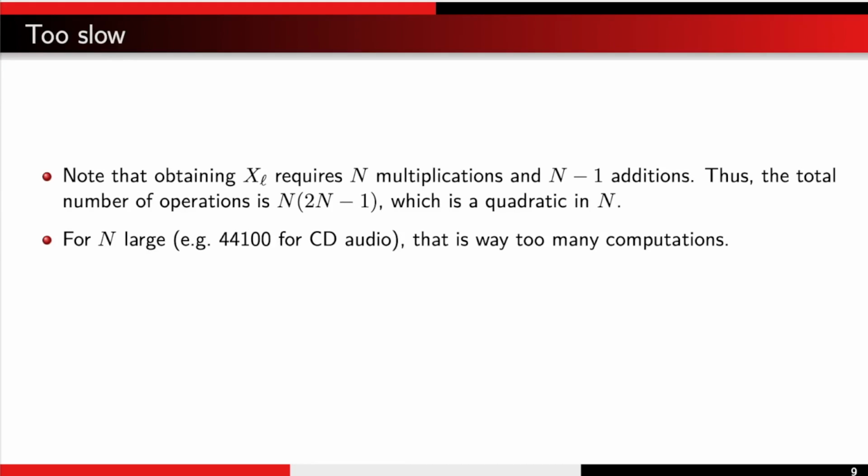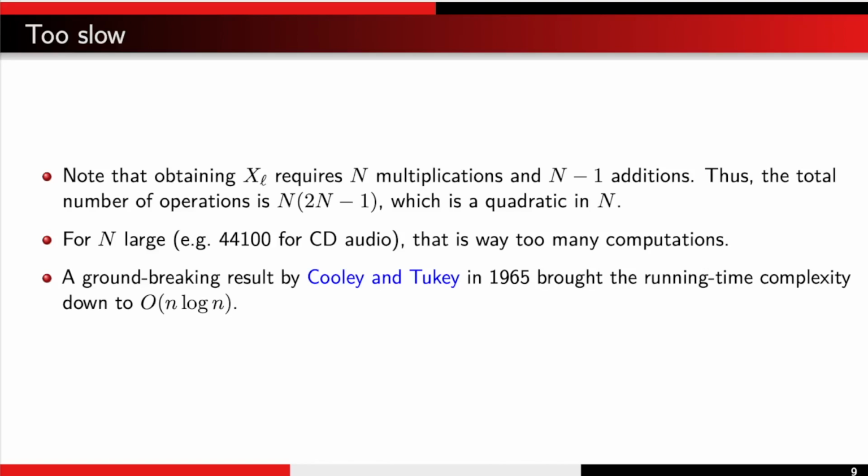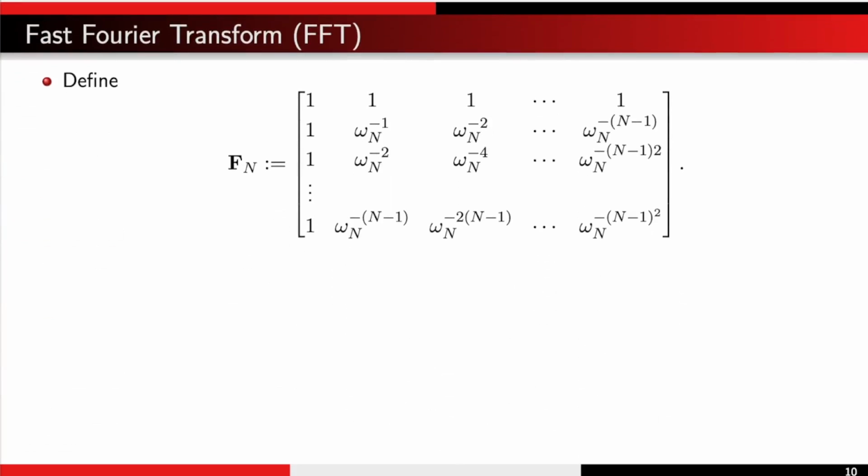For large n, for example, for compact disc audio, 44,100, there are way too many computations. So in 1965, Cooley and Tukey gave an algorithm that has time complexity order n log n. And here is a sketch of their approach. So let's define this matrix Fn, and remember that this matrix appears in the closed form solution, but without the 1 over capital N factor in front.